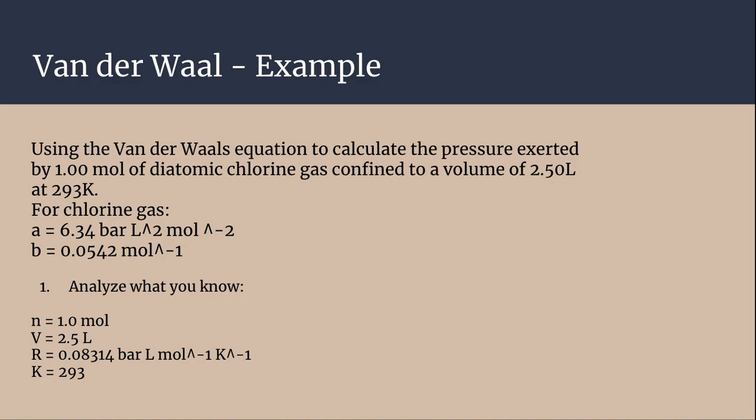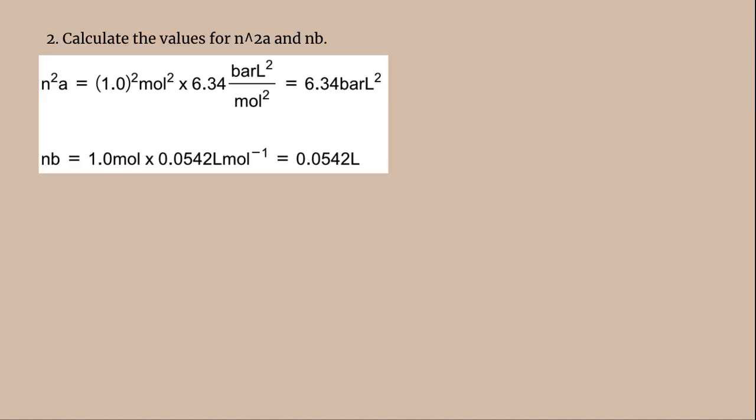So first we're going to analyze what we know. We have the number of moles, the volume, the constants, and the temperature. So we're going to calculate n squared a and nb, as it'll be easier to put these into our equation afterwards. So for n squared a, we get 6.34 bar liters squared, and then nb is equal to 0.0542 liters, which is the same amount due to having 1 mole.